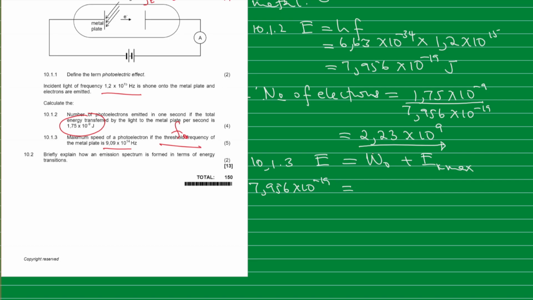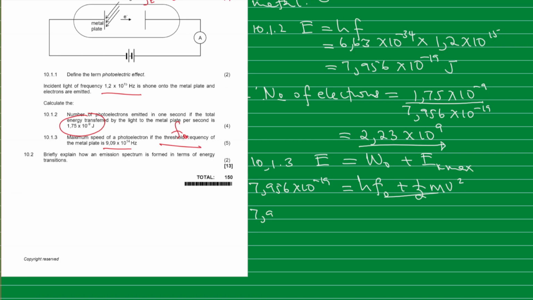Okay, this is split into the work function. The work function is, for now, we can put in the formula, Planck's constant times the threshold frequency, plus the EK max, which is half mv squared. So m is the mass of the electron, and we are required to find the v. So we know the h, we know the cutoff frequency or the threshold frequency, we know the m, so we can substitute everything here, and then we can calculate our v squared.